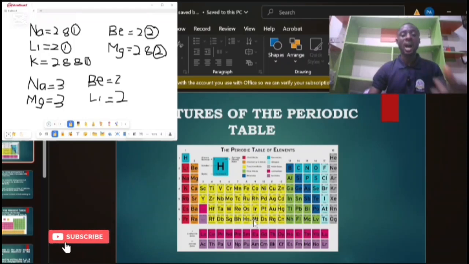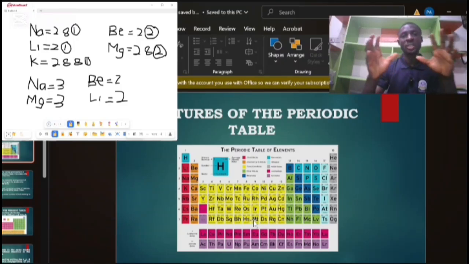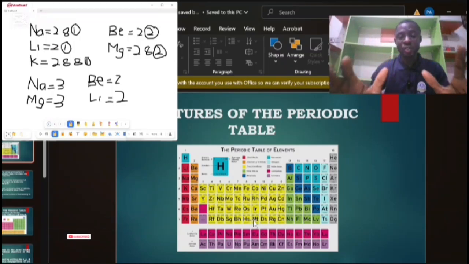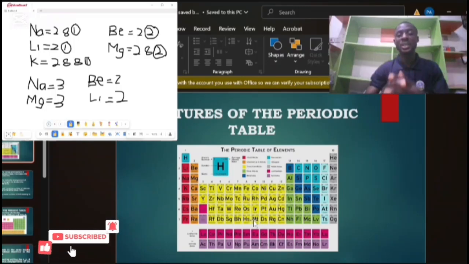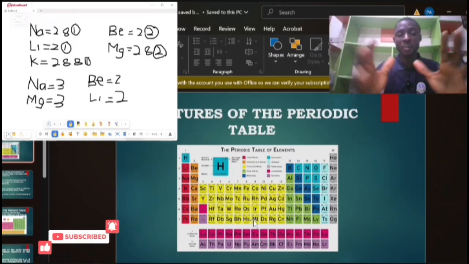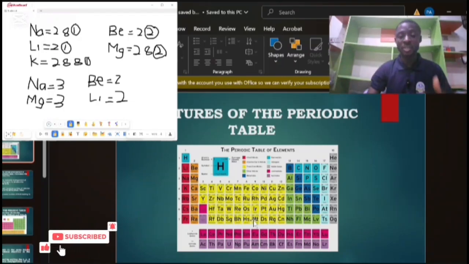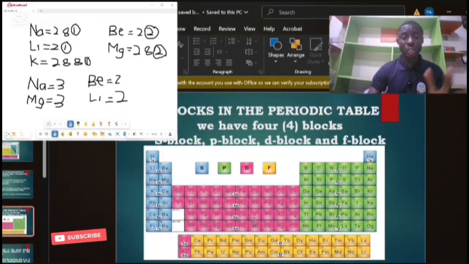So that is how we place elements in the same group and the same period based on their property that they occur at regular intervals. For group, their valence electron is their property that they occur at regular intervals. They make us place them in the same group. And for period, they have the same number of shells. Elements that have the same number of shells have this property, they occur at regular intervals, and we place them in the same period.